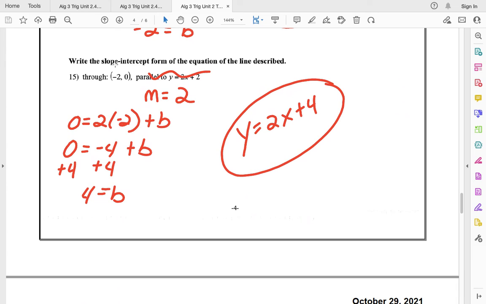For number 15, we want to find the slope of a line. They give us a point. They tell us it's parallel to this. Remember above, we just said parallel means same slope. So technically, what they're giving us here means the slope is 2. Use the same slope. Here I have slope, here I have a point. So this is actually like problem 2 above. We're going to plug in our point and our slope and try to figure out what b is. In this case, we add 4 to the other side, and we get y equals 2x plus 4 as our final answer.